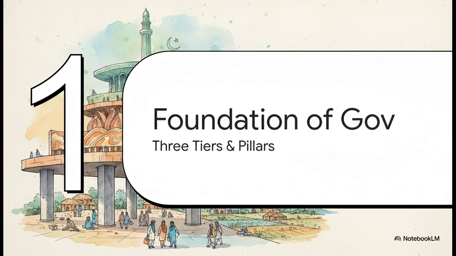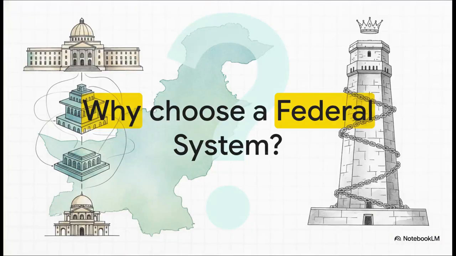All right, starting with Section 1, the foundation of government, 3 tiers and 3 pillars. Now, when you look at a massive country with such complex needs, you might ask yourself a pretty logical question. Why not just have a single, unified, highly centralized government that controls absolutely everything right from the capital city? Like, why bother dividing power up into all these different, complicated layers?